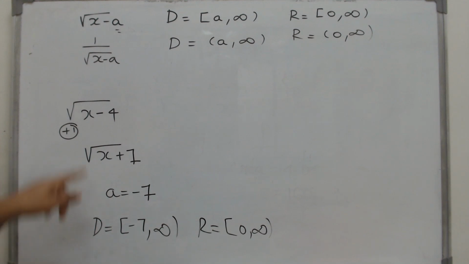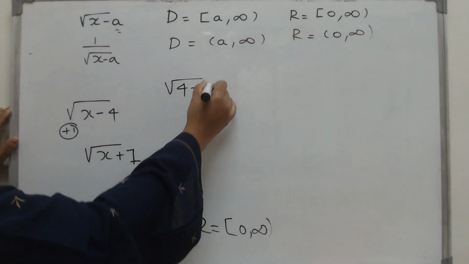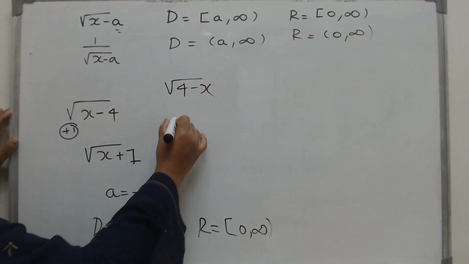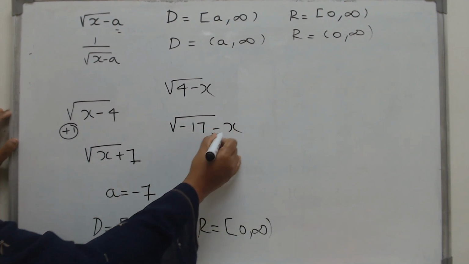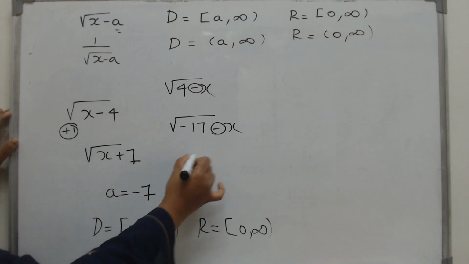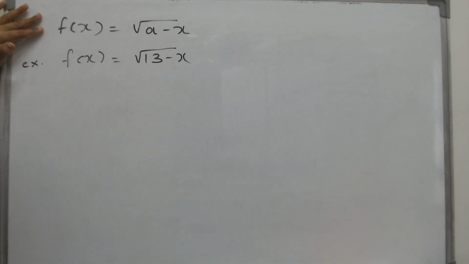Now, according to your question, you just change this type. Now, what happens if your x comes with a minus? For example, what about 4 minus x, or what about minus 17 minus x? What if your x has a coefficient of minus 1? We will go to the next type and find out. Now we move on to our next type.